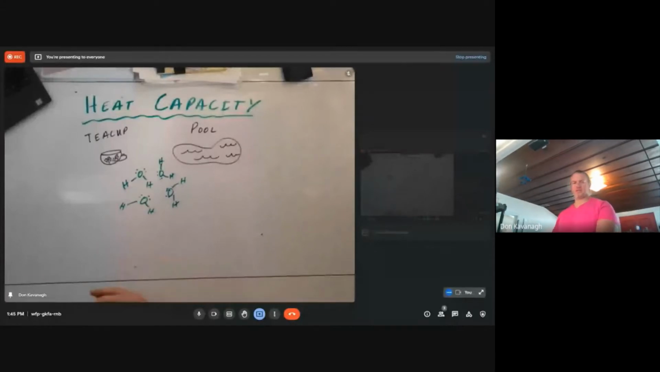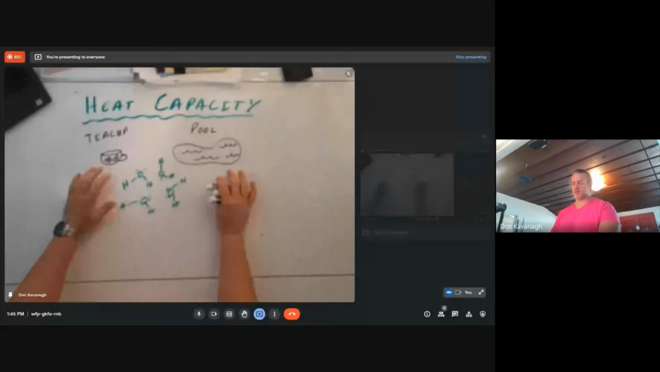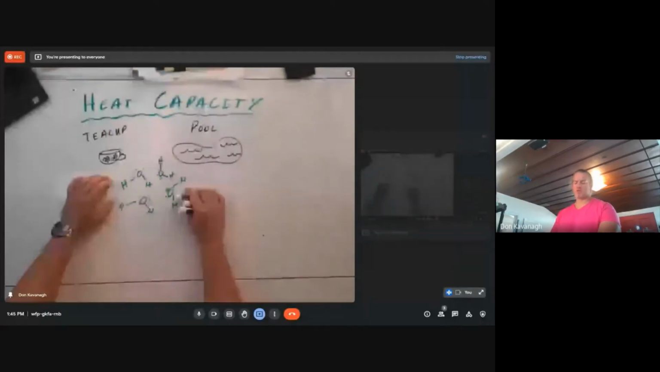Discussing heat capacity. Here we have a teacup and a swimming pool, and both of these things are made of water. And here we have just four water molecules meant to stimulate your atomic vision. Both of these things are filled with water, and you want them both warm. Which one is going to take more energy to raise 1 degree Celsius?